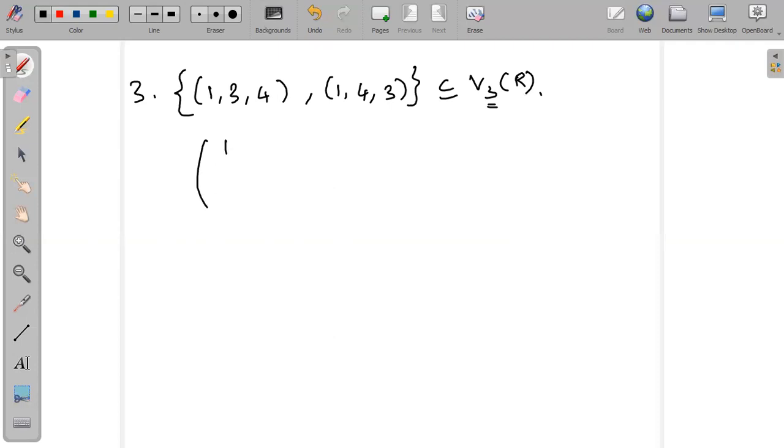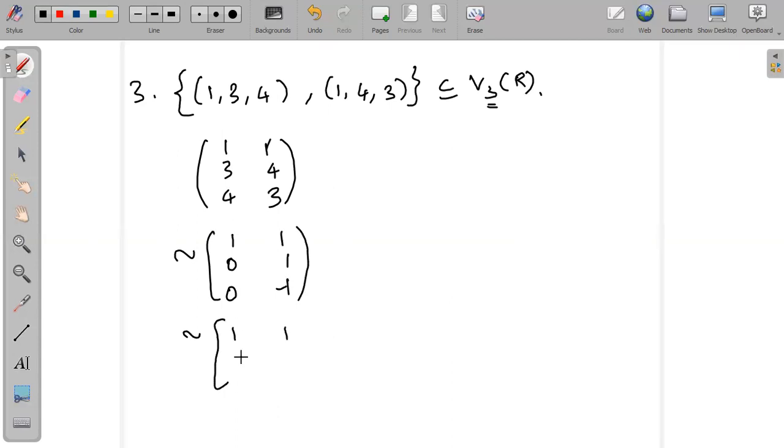That is 1, 3, 4. Here also you have to write in vertical mode. Then 1, 4, 3. Which is equivalent to 1, 1, 3 minus 3, 4 minus 3, 4 minus 4, 3 minus 4, right? Which is equivalent to 1, 1, 0, 1, 0, then minus 1 plus 1, 0. From this you can analyze that the rank of this matrix is equal to the number of non-zero rows, which is equal to 2.